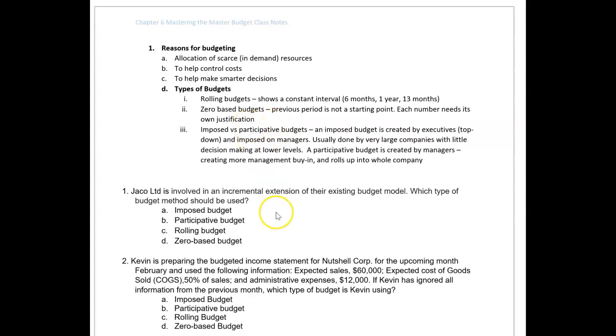All right, so here's a couple multiple choice questions to take a look at. This Jayco Limited is involved in an incremental extension of their existing budget model. Which type of budget should be used? So it's an incremental extension of their existing budget. So which is that? An imposed budget, participative budget, a rolling budget, or zero-based?